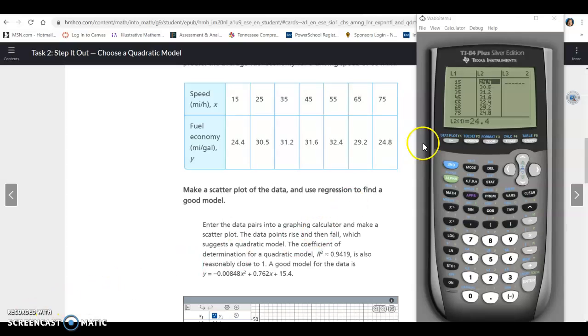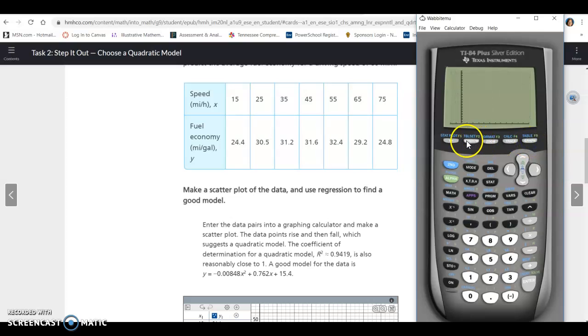Okay, so now I have the data entered in my calculator, and that came straight from the table. We put our x's in L1 and our y's in L2. It says make a scatter plot of the data and use regression to find a good model. This time we have to change our window. We can see that x goes from 15 to 75, and y goes from 24 up into the 30s and back down to 24. So these don't vary a whole lot. We're going to go from 15 to 75.